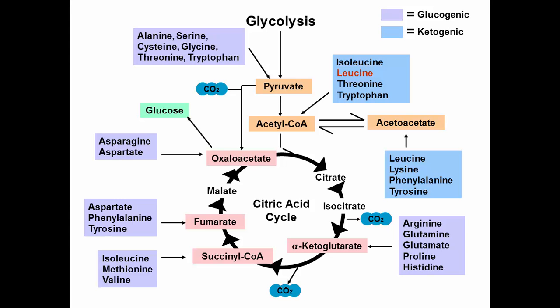So most amino acids are both glucogenic and ketogenic. Let me explain what glucogenic means. Actually, you explain. What do you think glucogenic means? Have any idea? Glucogenic. I'm going to break the word down. Yeah, that's really great. Okay. Now, what does that really mean?